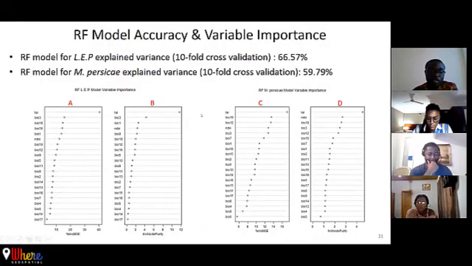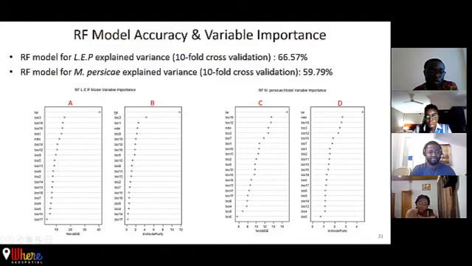Random forest also gives us accuracy statistics. For LEP, the accuracy was 66%, and for M-Pesica, the accuracy, how well random forest could understand the relationship between the occurrence, absence, and the predictors, was 59%. At the bottom, you can see A, B, C, D, and A is the list of predictors that are doing so well in the LEP prediction model.